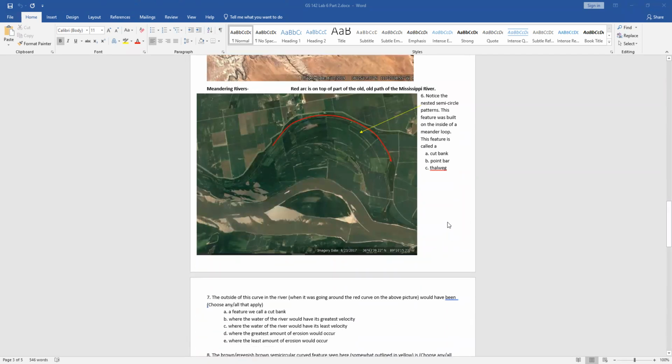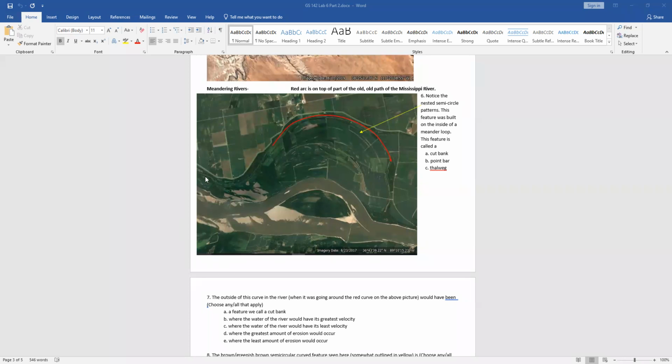Now let's look at some meandering river features. This red arc, I've drawn that on top of part of the old path of the Mississippi River. Here's the modern Mississippi that actually has a cutoff with a small split. So there's like an island out there. This is the cutoff. This is the old point bar that got cut off.